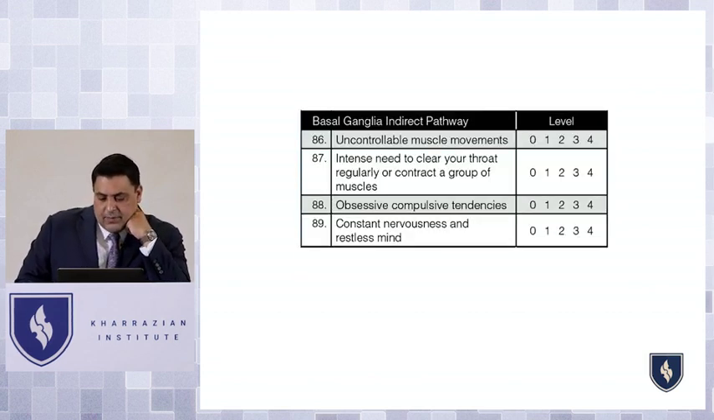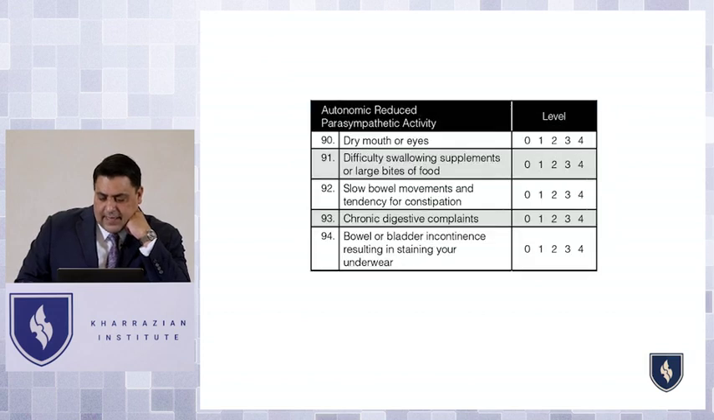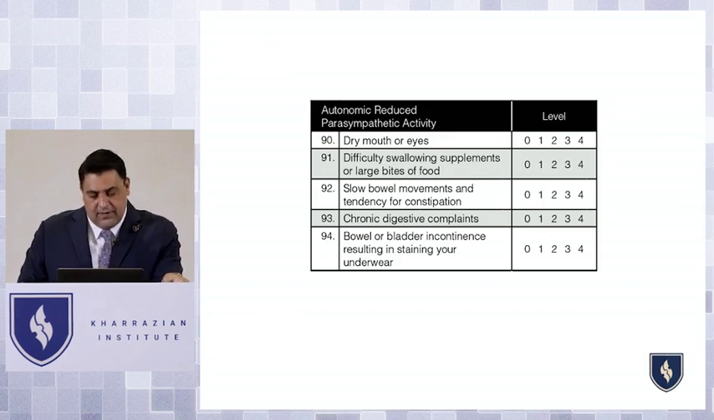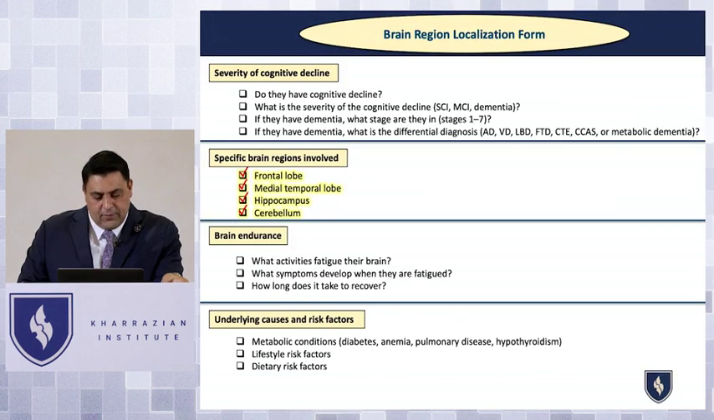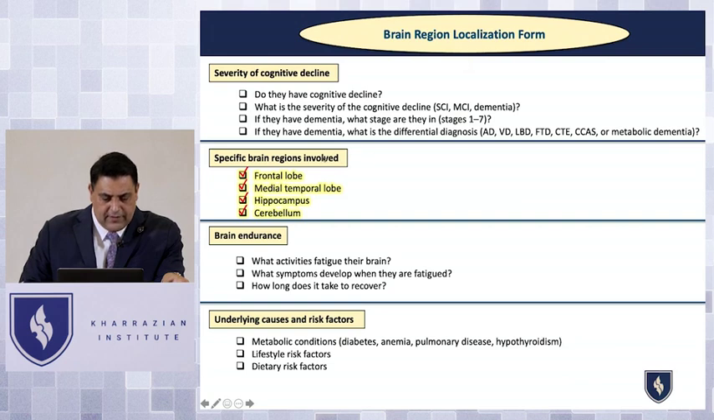The indirect pathway typically isn't involved with cognitive disorders. And then when people start to have issues with their brain and start to lose activation of the brainstem autonomic centers, you may see some autonomic symptoms that are also listed there. So that's the brain region localization form. Once a person goes through this form, as far as your checklist, now you're starting to figure out which regions of the brain are involved. And trust me, using the form is much more effective and much faster than trying to remember what each function of the brain is in your history and go through it.